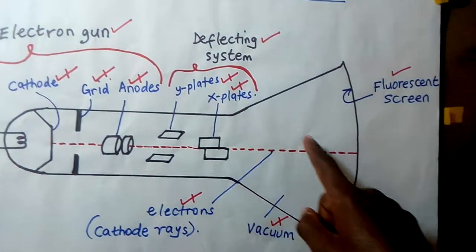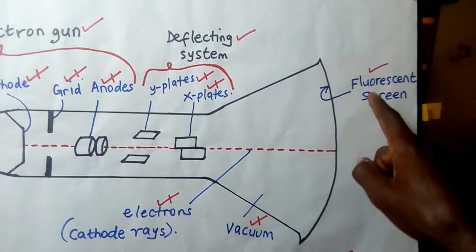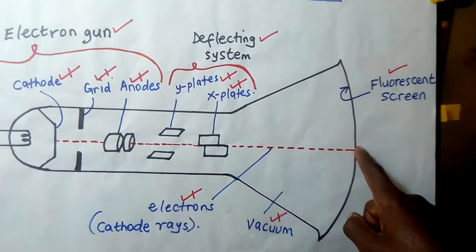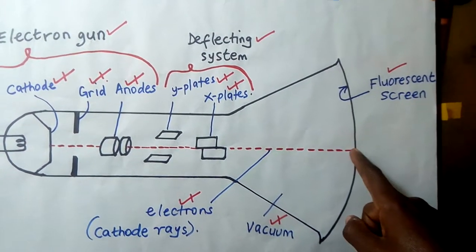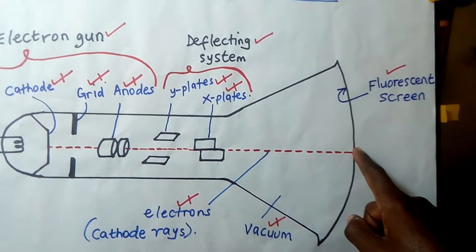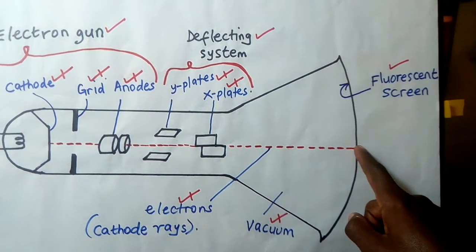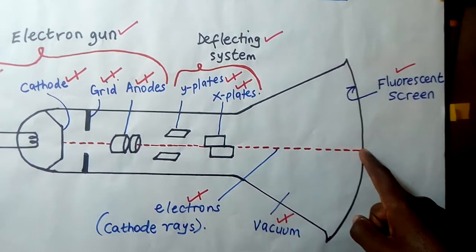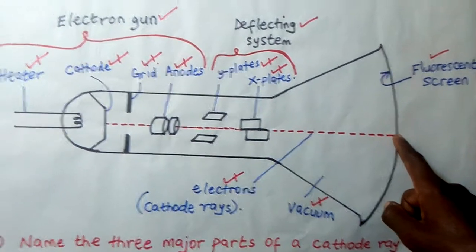Then finally, the electrons reach the fluorescent screen. So what is the work of the fluorescent screen? It is to produce a bright spot of light, or to produce waveforms. Waveforms, those are pictures. You see? Okay.